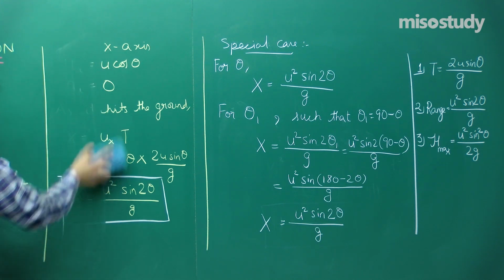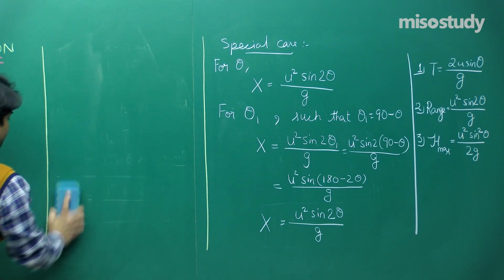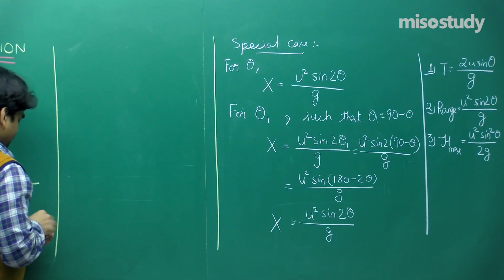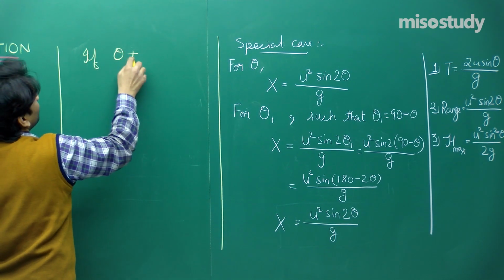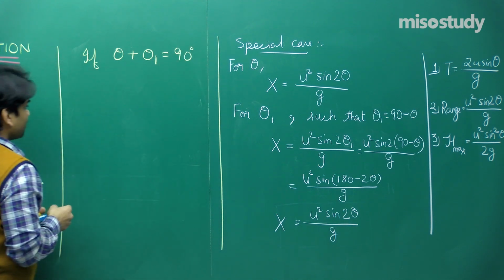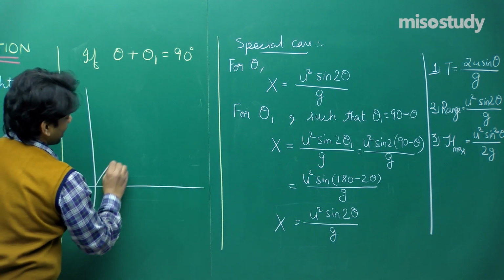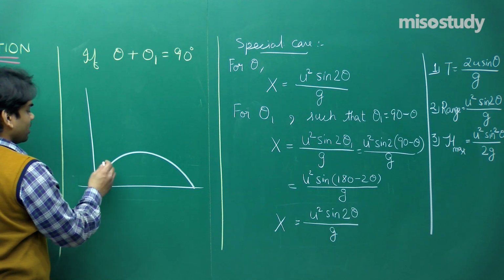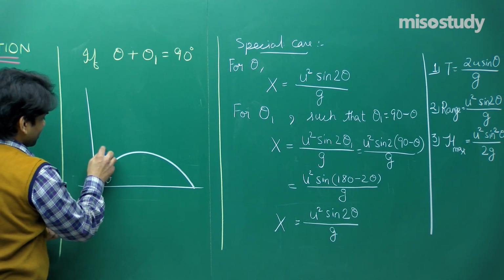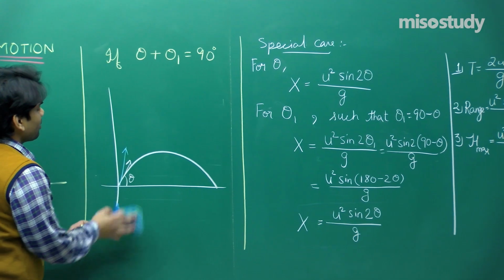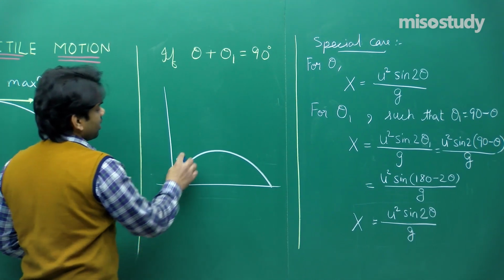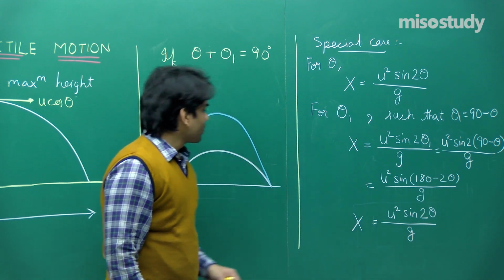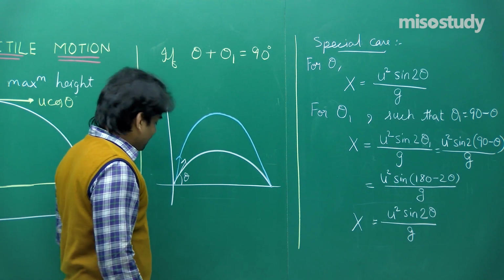If I draw a diagram representing the case we are talking about, if both the angles are complementary to each other, if theta plus theta 1 is equal to 90 degrees, what it implies is that if you throw a body at angle theta, and another body at angle theta 1, let's say this is 30 and another body you throw at 60 degrees, let us say this is the angle theta 1. Remember one more thing, velocity should be the same in both cases. The body will have the same range. So if both the angles of projection are complementary to each other, then the range will be the same.